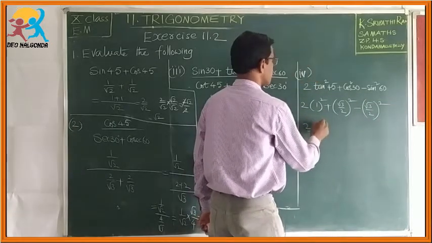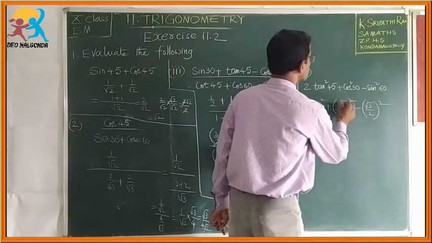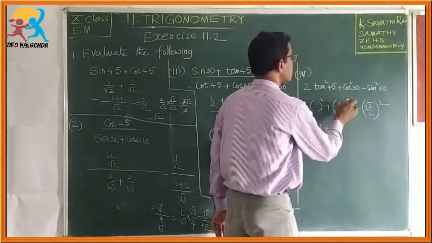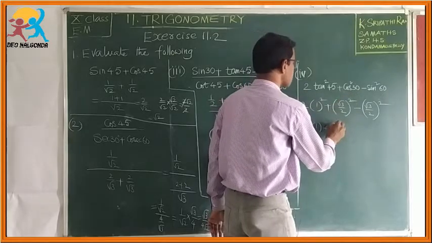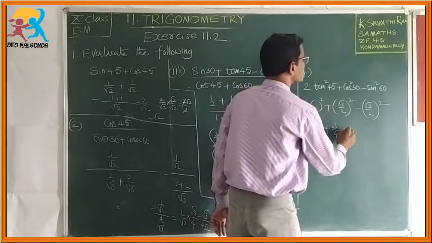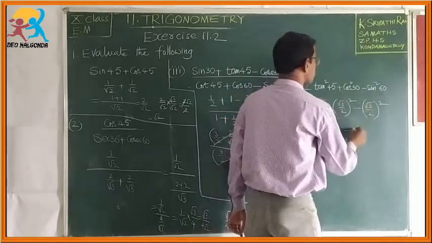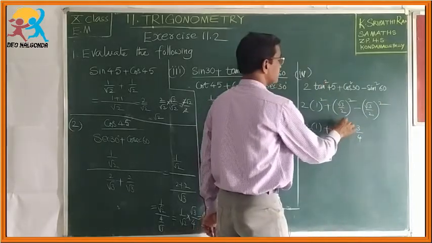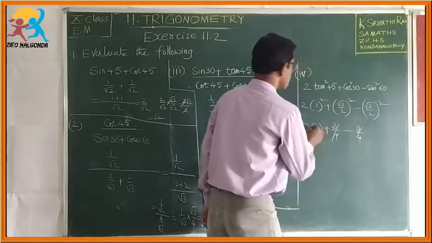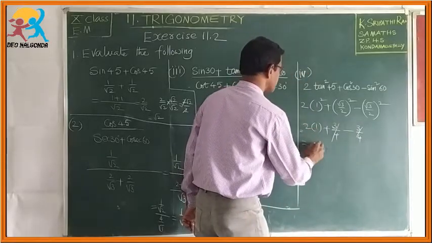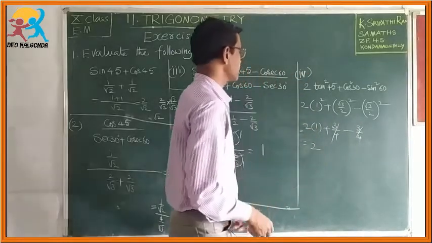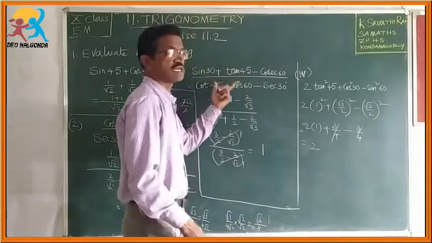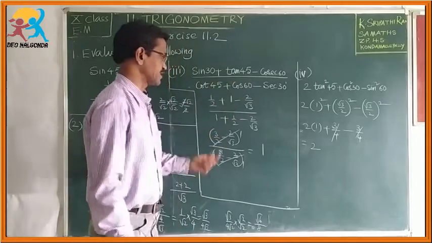Here 2 into 1 square is 2. Root 3 by 2 means root 3 whole square by 2 square; root 3 square means 3, 2 square means 4, minus root 3 square means 3, 2 square is 4. Here 3 by 4 minus 3 by 4 becomes 0. So 2 into 1 is equal to 2. In this way we can solve these problems by substituting the values of trigonometric ratios.